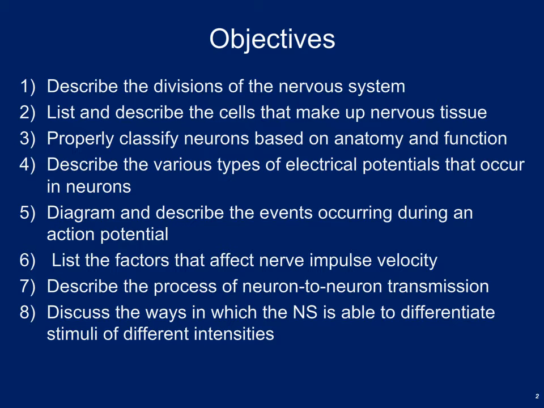You should also be able to list the factors that affect nerve impulse velocity, describe the processes of neuron to neuron transmission, and discuss the ways in which the nervous system is able to differentiate different types of stimuli. For example, a very light stimulus versus a very heavy stimulus.